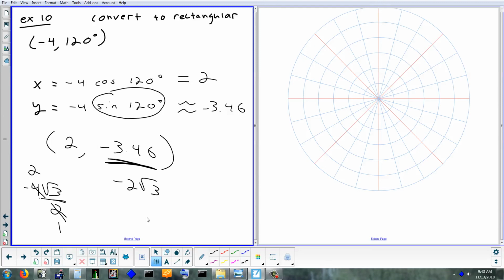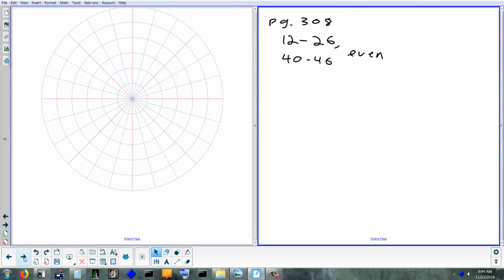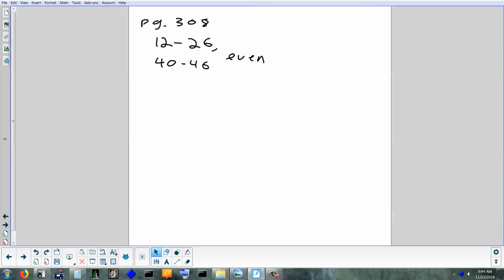Okay. So any questions on converting from polar to rectangular? Okay, so tomorrow we'll look at the other way, which is converting to polar instead of to rectangular. And that'll finish up section 5.1, and then we'll start looking at a section in the back of the book, which is complex numbers. Okay, so homework tonight, it's all evens, and it's 12 to 26 and 40 to 46.